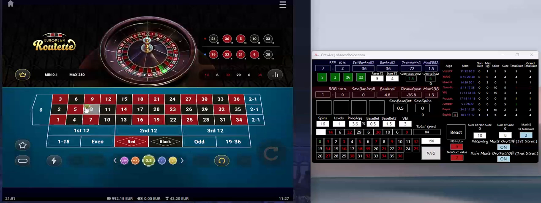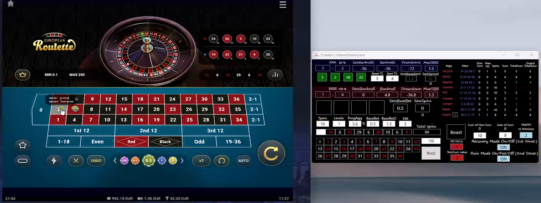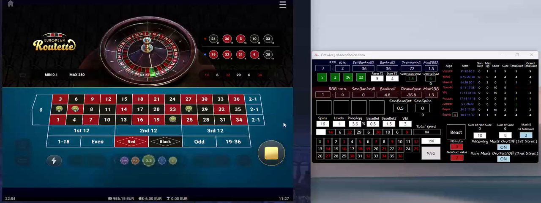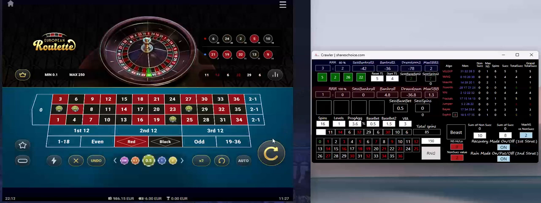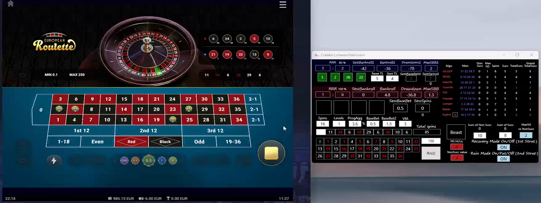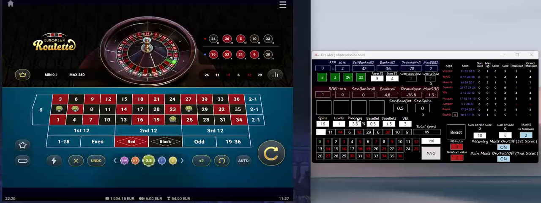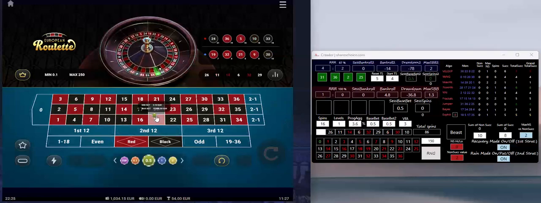So we are still betting on 5, 2, 26, 22. Cool. Okay, 26 is our number, I guess. Cool. So we're now slight minus, that's life, it's no problem.